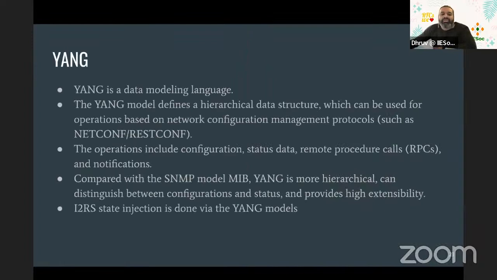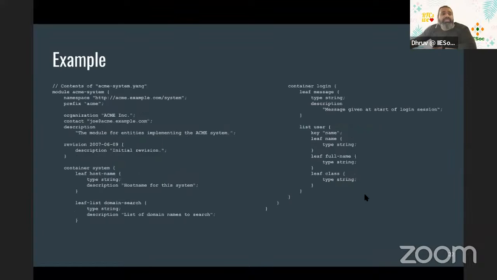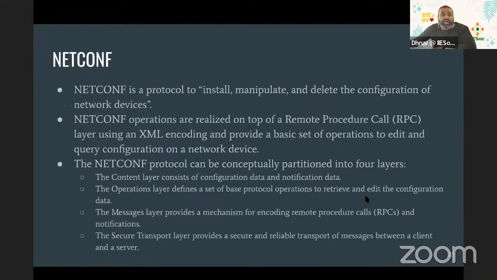Again, a quick introduction. Yang is a data modeling language. It was done at the IETF, looking at what the issues of SNMP and MIB are and how we can solve those issues. That's where NETCONF, RESTCONF, and Yang got developed within the IETF to answer some of the issues that network operators were facing with the legacy protocols. This is how a typical Yang file looks. A quick introduction to NETCONF, which I'm going to skip, and these slides would be available, so feel free to go through them.